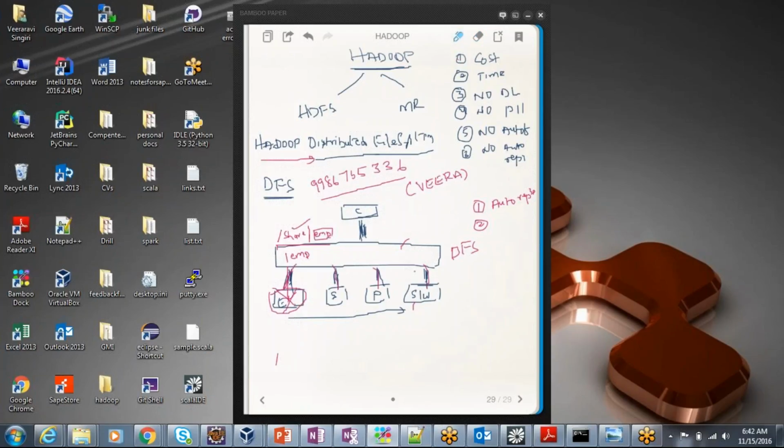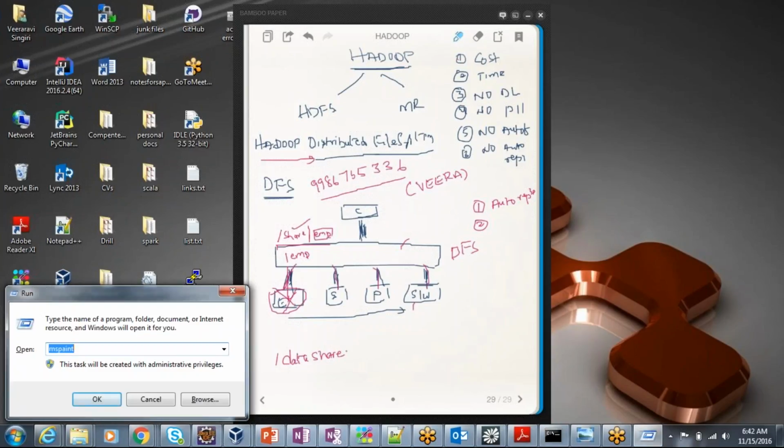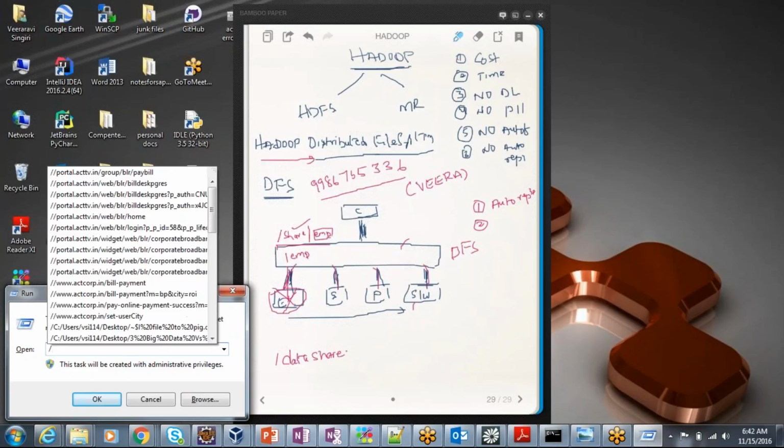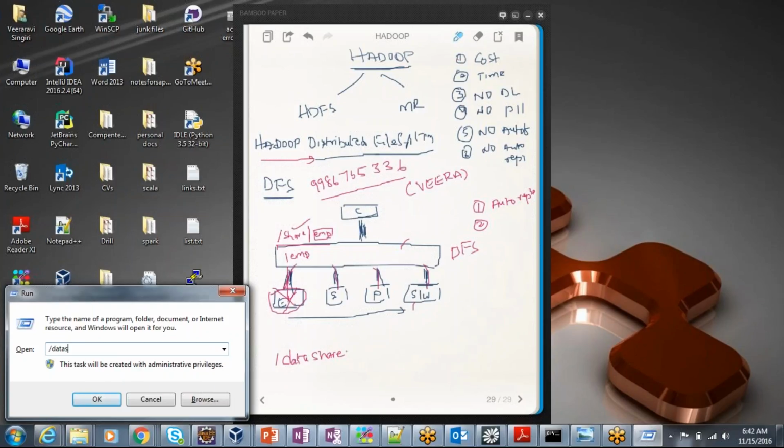Let me write it one more time here. Let's assume this is the path they have given. This is how you have to access it: Window symbol plus R, then slash data share. Let's assume they'll give it like this.